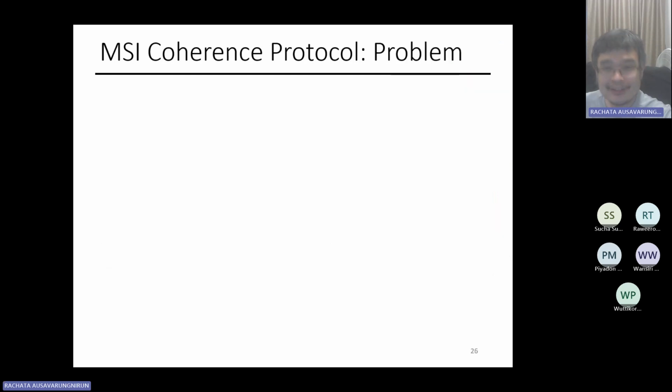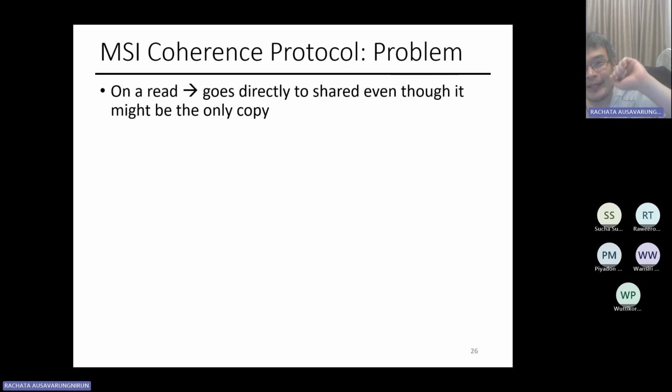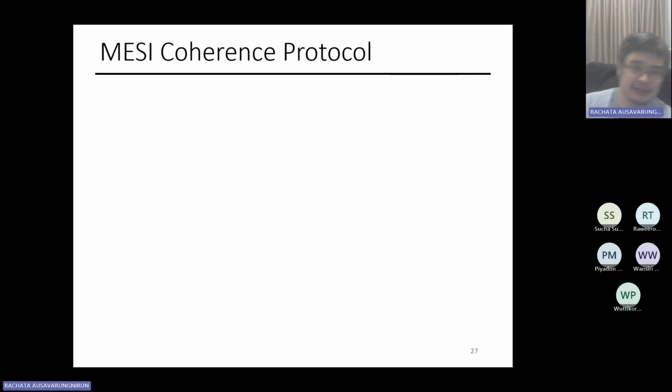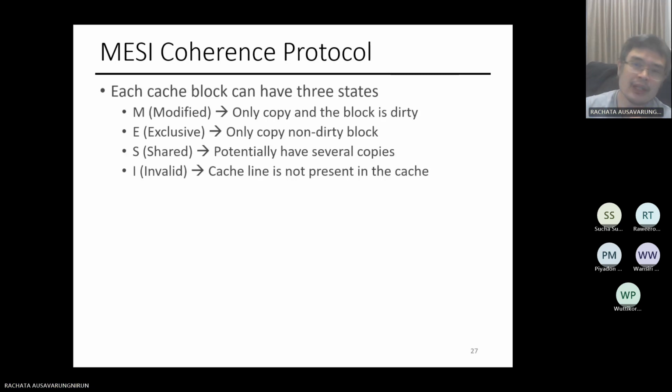So now here's the downside of the MSI protocol. When I read, I go to share even though it might be the only copy in the system. I might be the only guy with the copy, right? So what if I just don't want to notify others? The key idea here is I can optimize this, because I don't have to tell everyone else that I have the copy if I am the only owner of that copy. The next optimization is the modification to the MSI protocol into the MESI coherence protocol, which is basically one of the textbook coherence protocols, if you will. This consists of 4 states: modified, exclusive, share, and invalid, right?